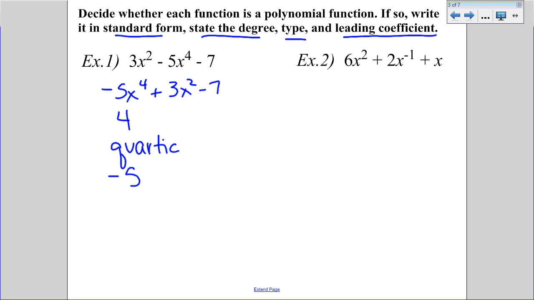Eric? Are you sure? Okay. Do you have the degree, do you have the type? Yep, the type is quartic.